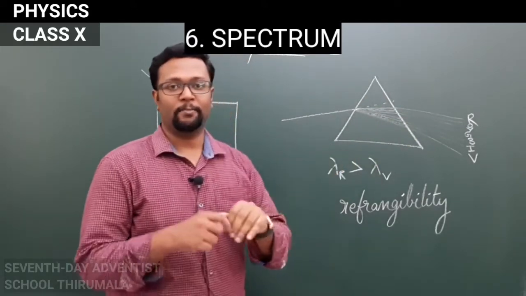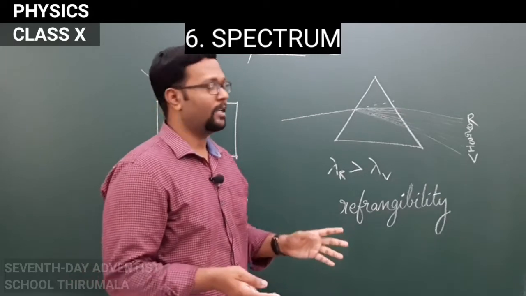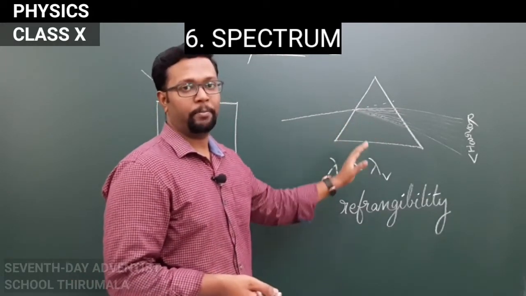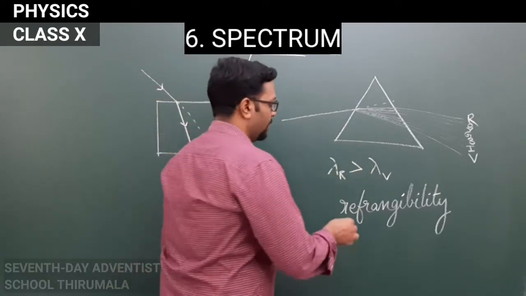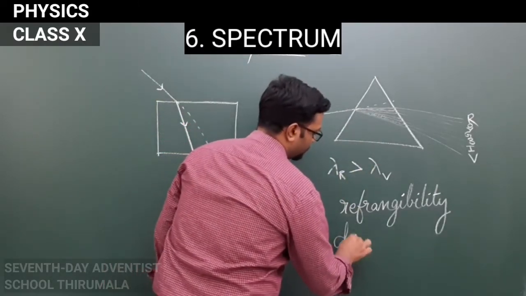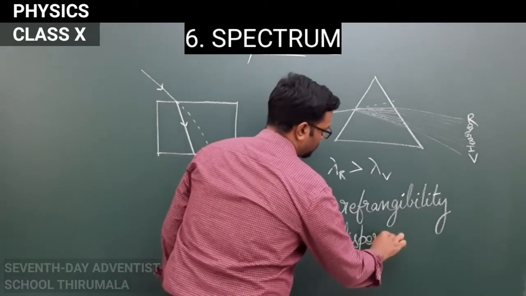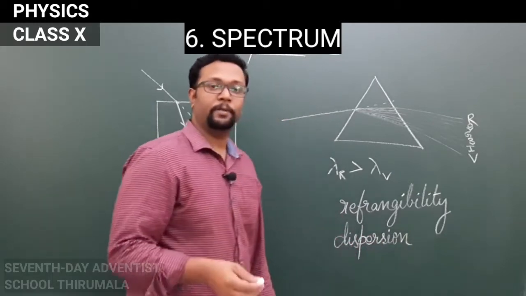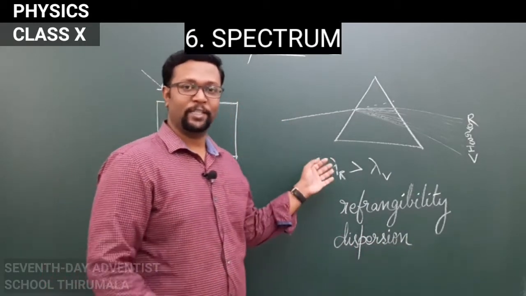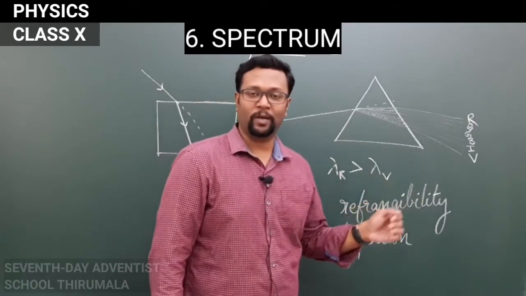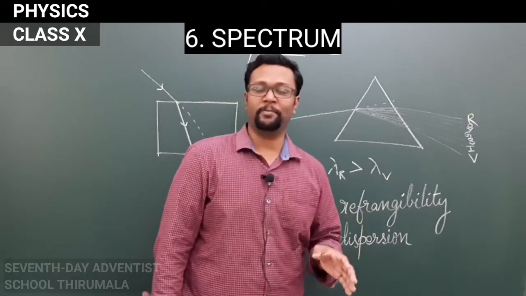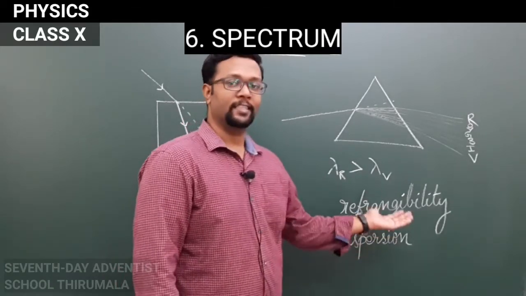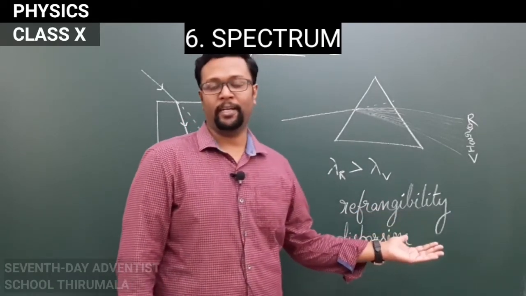white light will split into its component 7 colors, and this splitting of white light into its component colors by a prism is known as dispersion. So, what is dispersion? The splitting of white light into its component colors while passing through a glass prism is known as dispersion. And what is the cause of dispersion? It is refrangibility, or the difference in refrangibility.